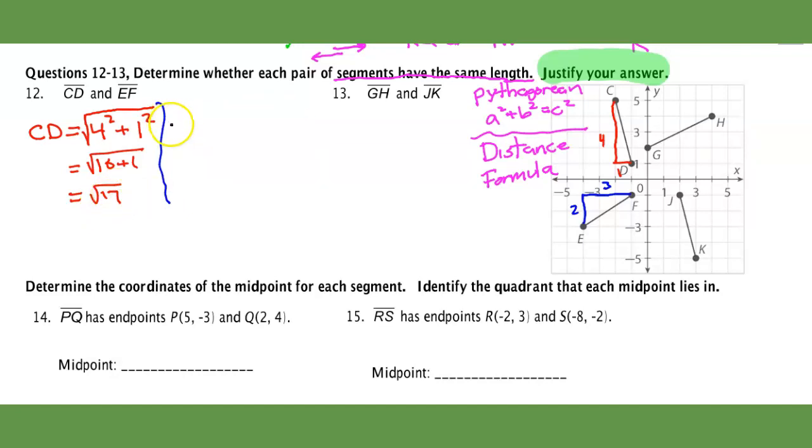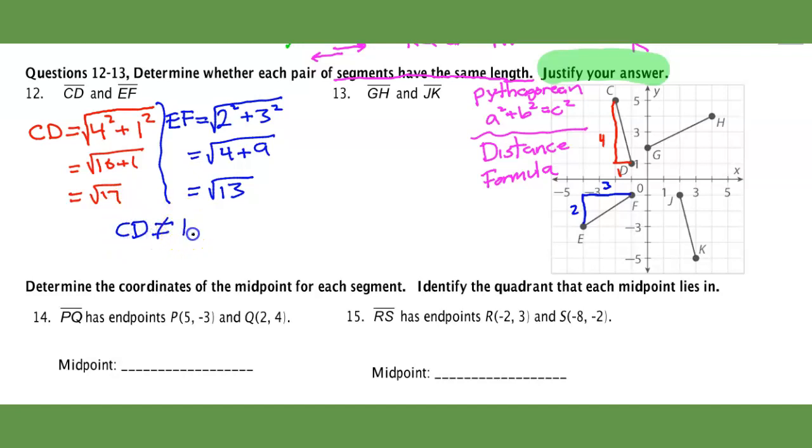So here we have EF. That's going to be equal to 2 squared plus 3 squared. Okay. And we have 4 plus 9, which equals the square root of 13. So in this case, CD is not equal to EF. All right, let's do another. Same method.